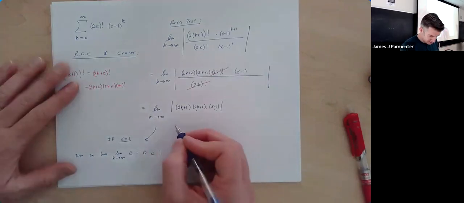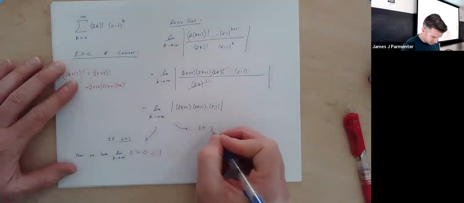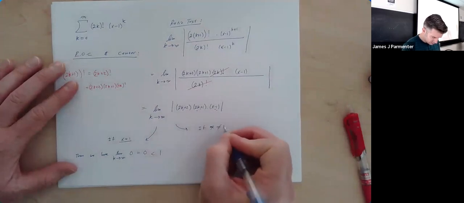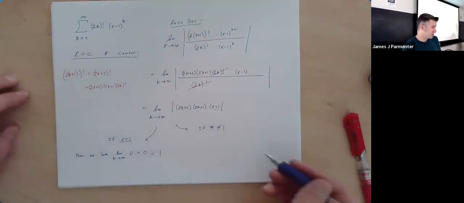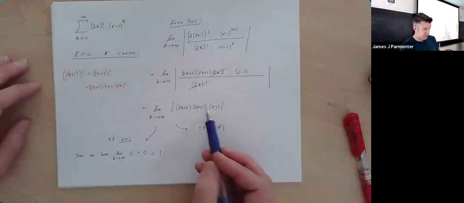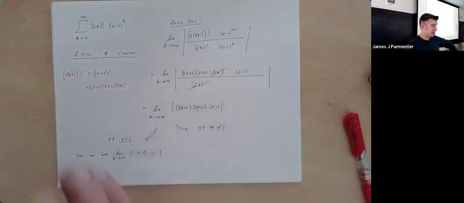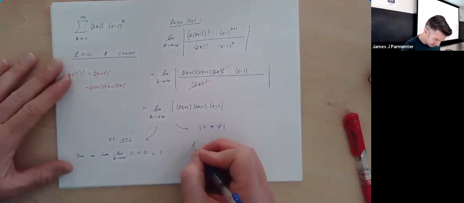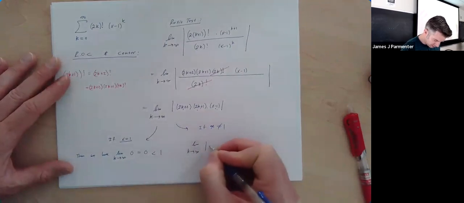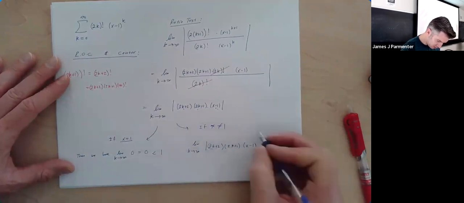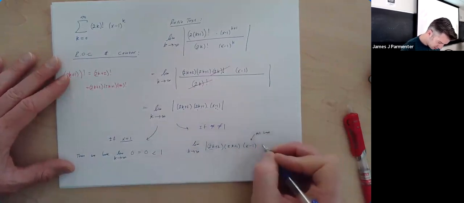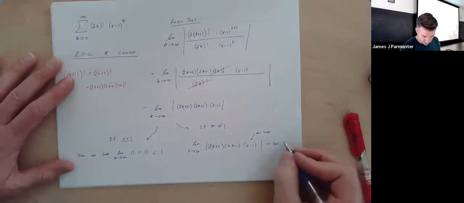On the other hand, if x does not equal 1, then this limit is going to be infinity. Even if x is really, really close to 1, like 1.00001, it's a small number, but a fixed one, not getting smaller and smaller. If you multiply it by something that's getting ever larger, you're going to go to infinity. So if x does not equal 1, this limit as k goes to infinity of 2k plus 2 times 2k plus 1 times something not 0 is going to be infinity, which is certainly greater than 1.